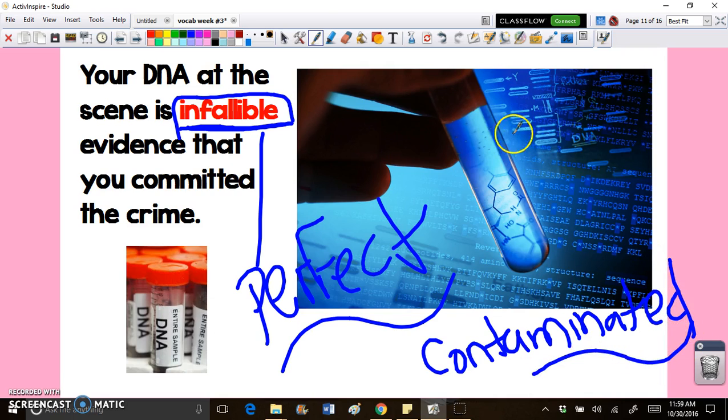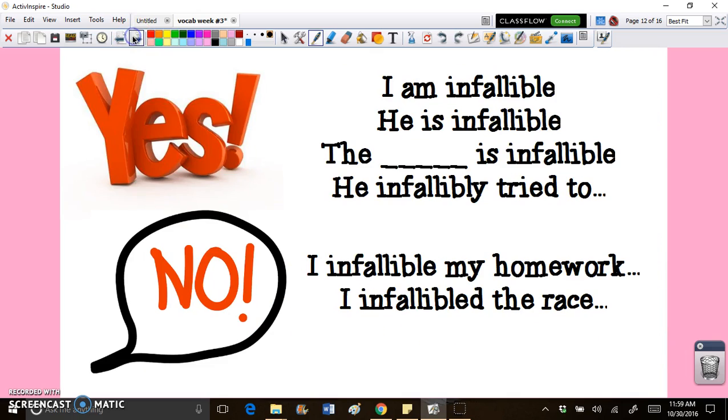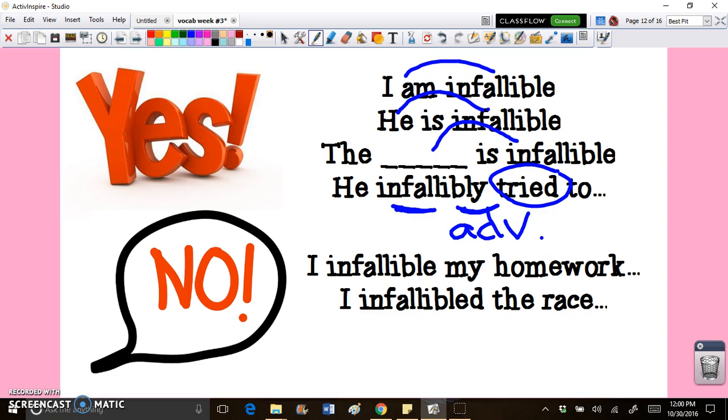be infallible evidence. And once again, this is an adjective. Use it to describe yourself, to describe other people, or to describe things. You can also use it as an adverb. So your actions can be infallible. You can speak infallibly. So you can pair this up with some verb, because adverbs do describe verbs, but you cannot use it as a verb.